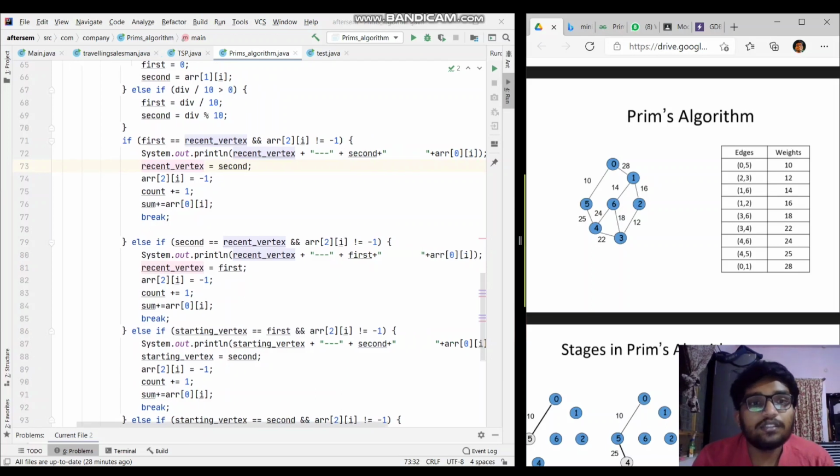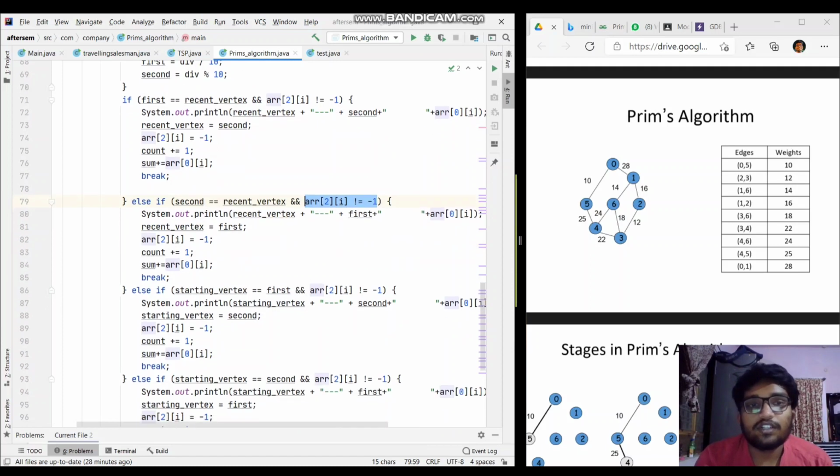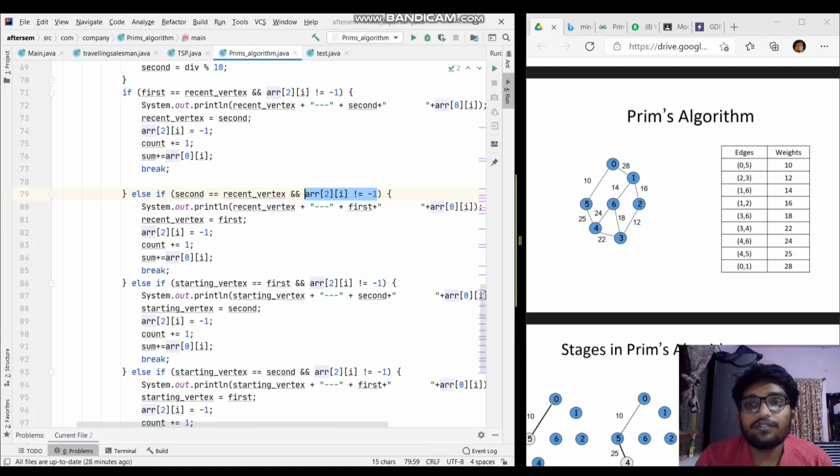After that, we are updating the recent vertex, and we are giving -1 to the third row of that particular array. That means this edge has already been included. In the next iterations, if this comes once again, then this condition would become false, and we will not be including this edge. So that's the reason. And so here we have included an edge to 5, that is 4.